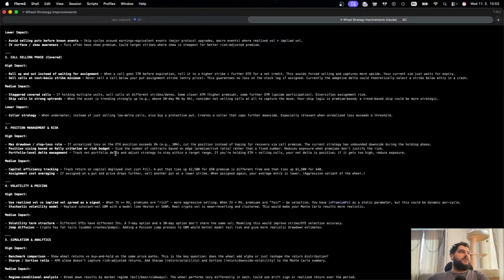Sell calls at a cost basis strike premium. Never sell a call below your put assignment price, entry price. This guarantees no loss on the stock leg if assigned. Currently, the adaptive delta could theoretically select a strike below entry in a crash.